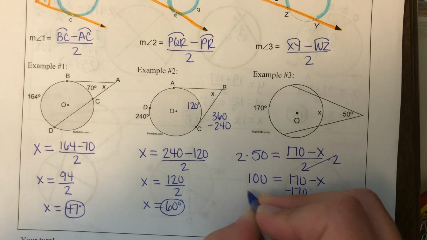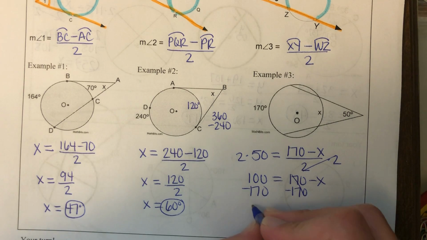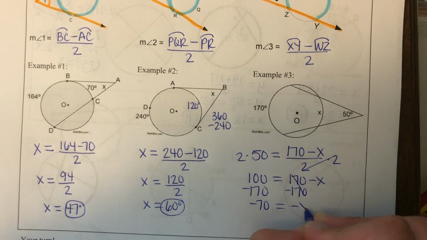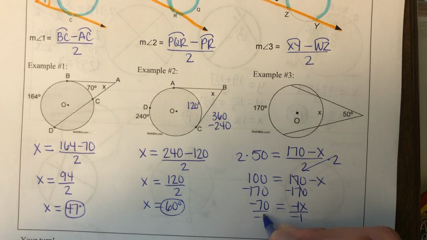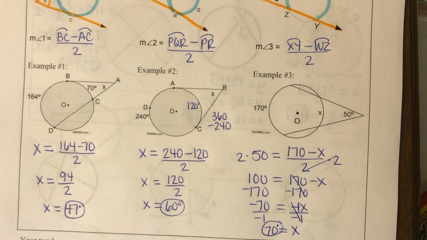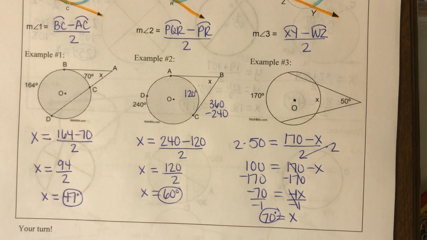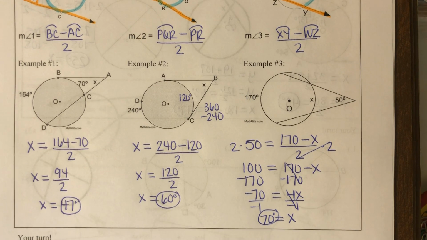Subtract 170 from both sides. So I have negative 70 equals negative x. There's really a negative 1 here, so I'll divide by negative 1. And I get that x is 70. Okay, so again, the variable may move around. You also need to pay attention to making sure it's the arc between the two intercepted lines. So careful on that when you go to do the practice problems.